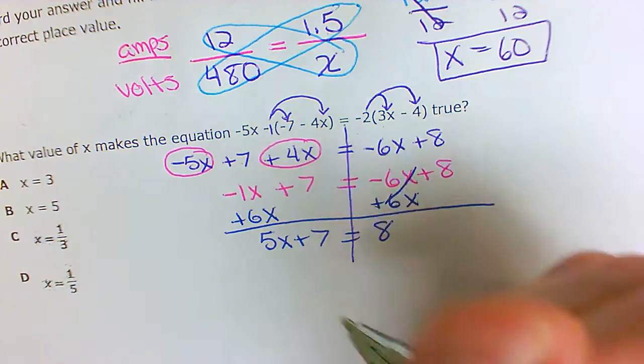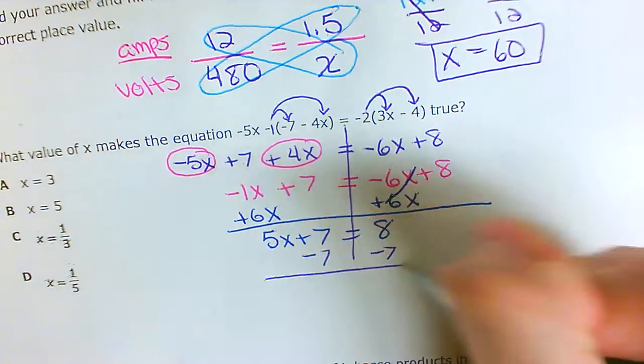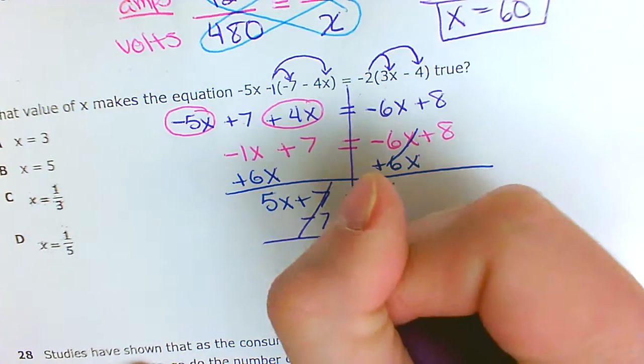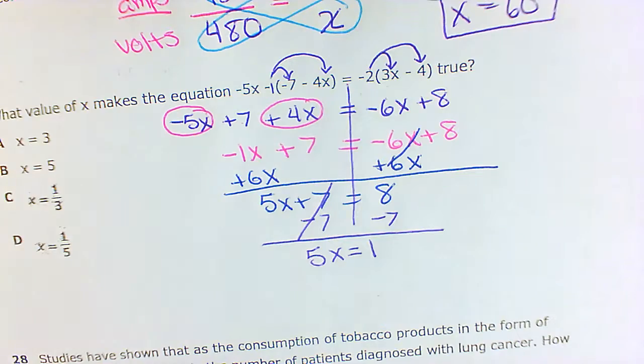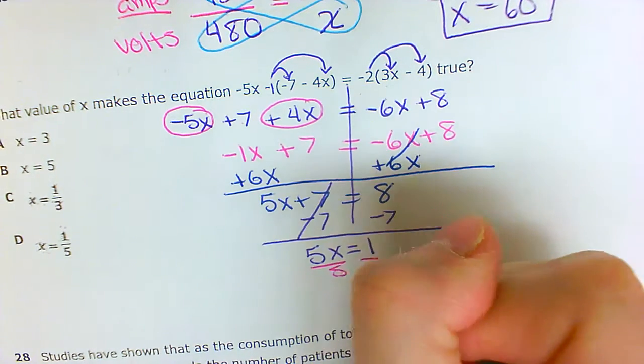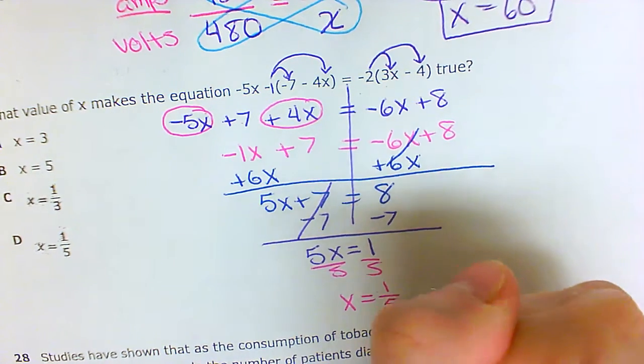So one more thing I need to do, or two more things. It's a two-step equation. I subtract the 7. That gives me 5x is equal to positive 1. One last step, I finish by dividing both sides by 5, and I've got x is equal to 1/5.